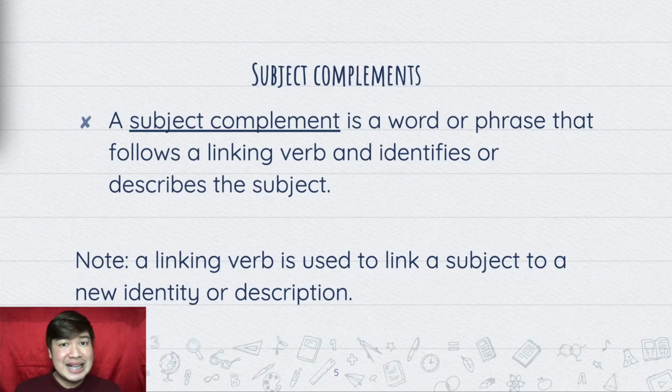Now, what is a subject complement? A subject complement is a word or phrase that follows a linking verb and identifies or describes the subject. So it can either be a noun or adjective as long as it identifies and describes the subject. Take note that a linking verb is used to link a subject to a new identity or description. Now let's look at some examples.